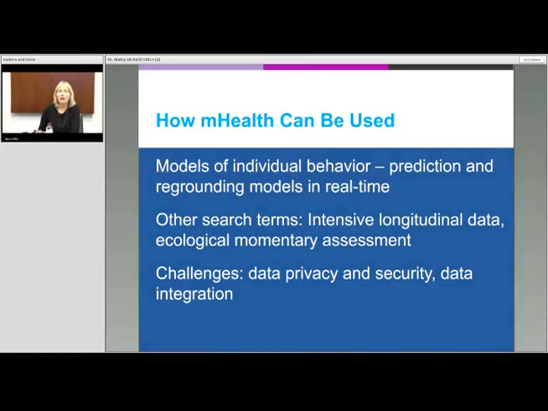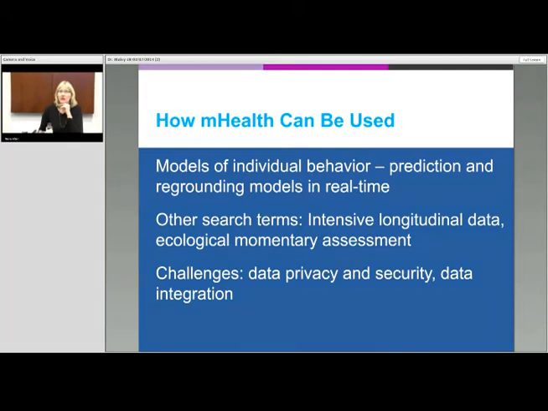The technology, I think, at this point in mHealth is ahead of where we are with methods, and we need to catch up. So how can mHealth be used? Well, it can be used for models of individual behavior, predicting when a person will be likely to relapse, for example, based on patterns that have been collected on that individual in the past. It can be used for regrounding models in real time so that our computational simulation models are updated based on the data that are currently available, much like you see with hurricanes. The weather forecasters constantly talk about, well, new data has come in and the model's been updated, and so now the path is swerved to the right or the left or whatever.